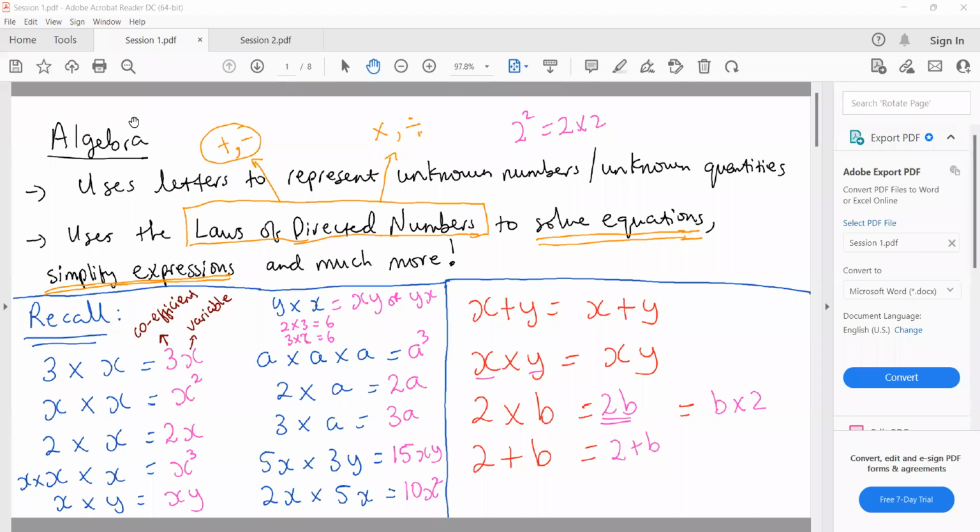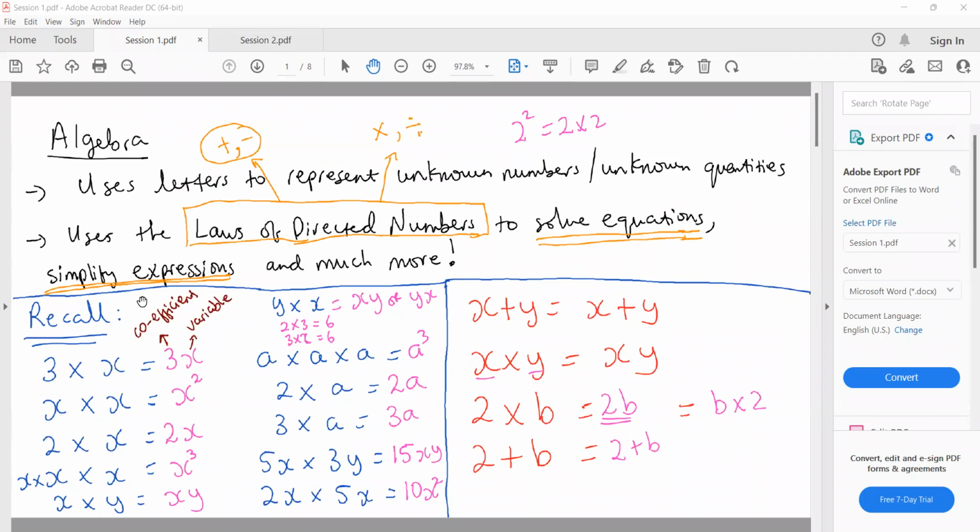Right, so you started off with algebra. Algebra uses letters to represent unknown numbers or unknown quantities, right? And algebra also uses the laws of directed numbers to solve equations, simplify expressions, and do much more. So once you know these laws of directed numbers, you could solve equations and simplify expressions. This is what we're focusing on.